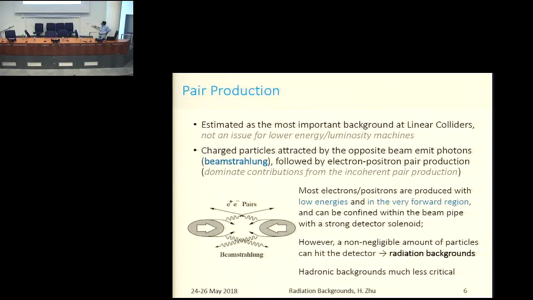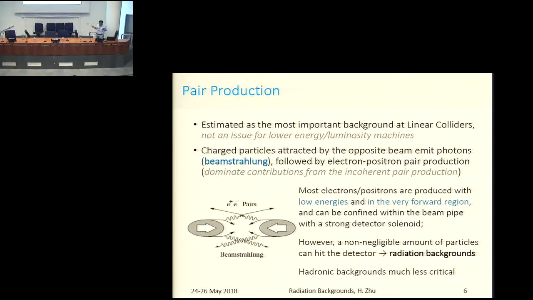The phenomenon is the following. The charged particles are attracted by the opposite beam, then they emit photons. This is called beamstrahlung. Then this process is followed by pair production, so basically gamma-gamma to electron-positron pairs. The most important contribution comes from so-called incoherent pair production. Most of the electrons and positrons produced in this way are of low energies and always in the very forward region.